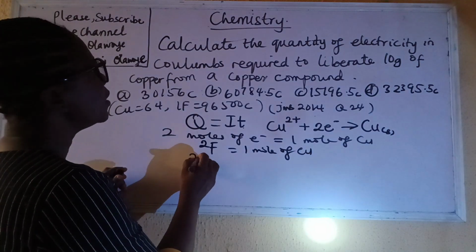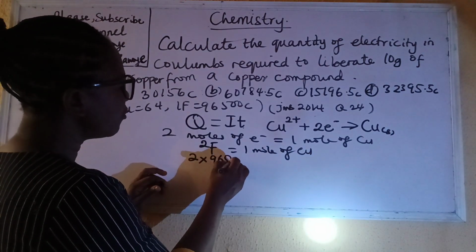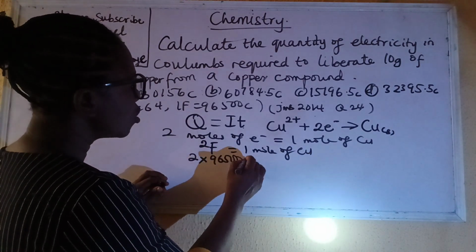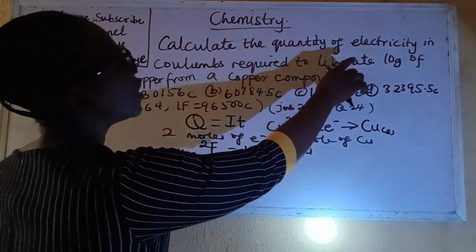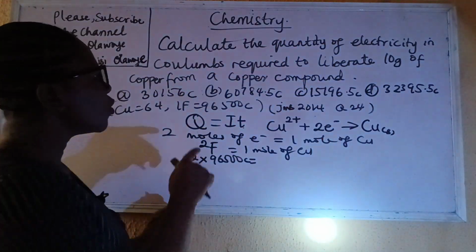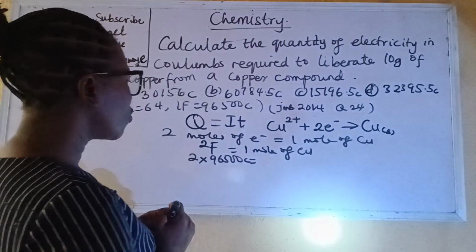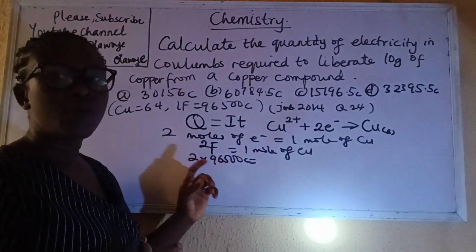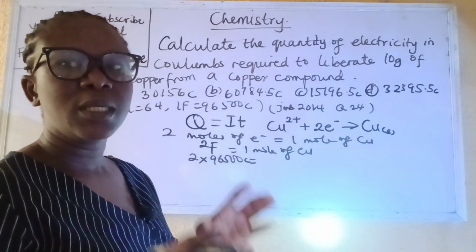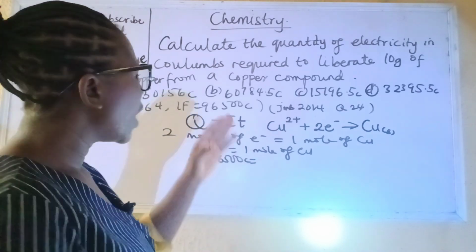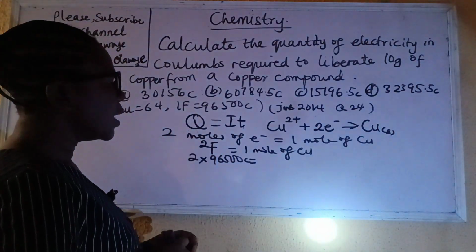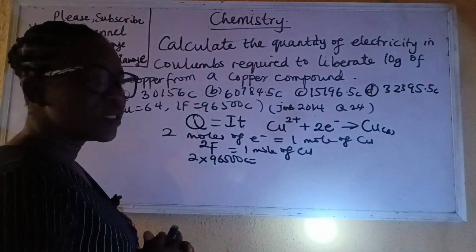Now 2 Faradays is 96,500 multiplied by 2 coulombs, because we were asked to calculate the quantity of electricity, which must be in coulombs. And looking at the options here, the answers are in coulombs. So we have to convert Faradays to coulombs. But if the question is to calculate the number of Faradays, we have to just leave the answer in form of Faraday instead of converting to coulombs.